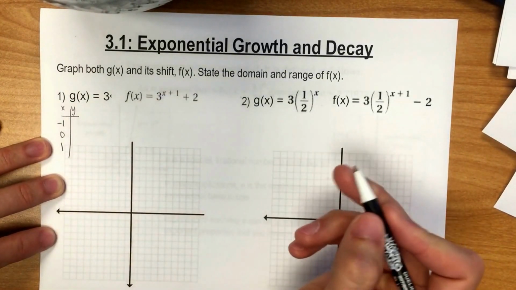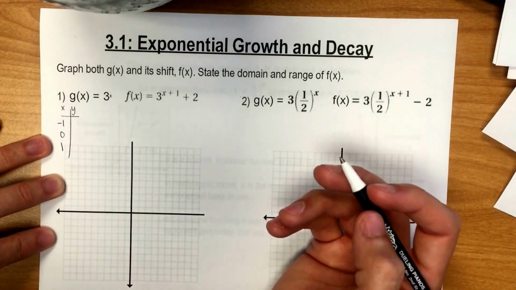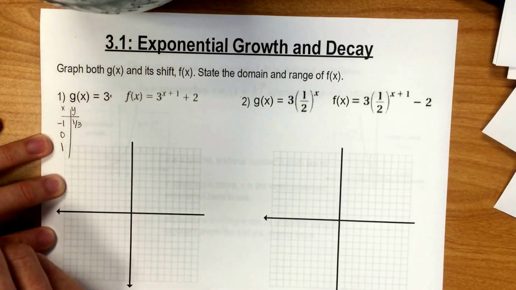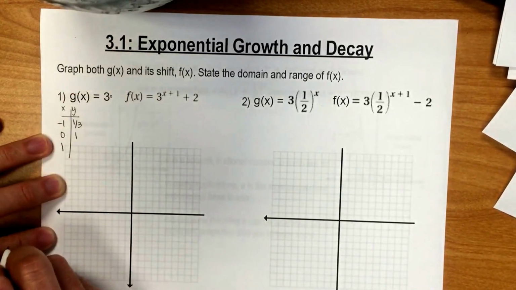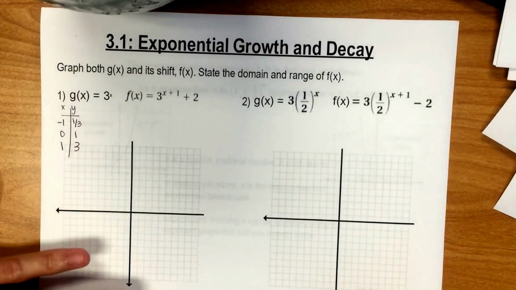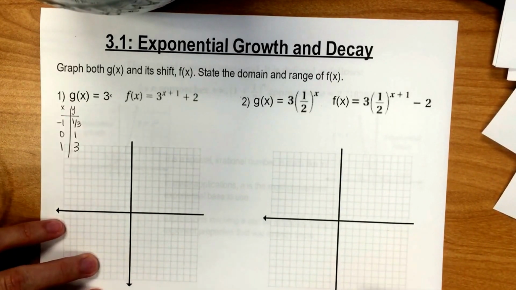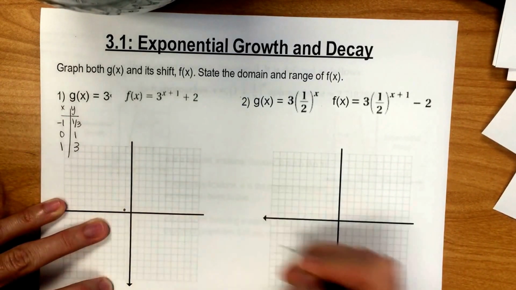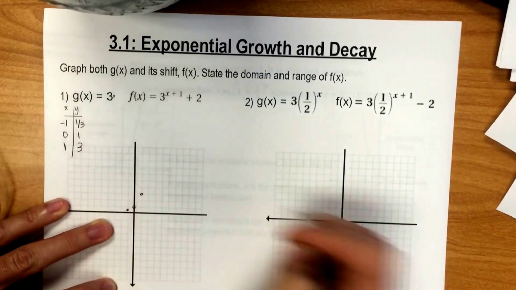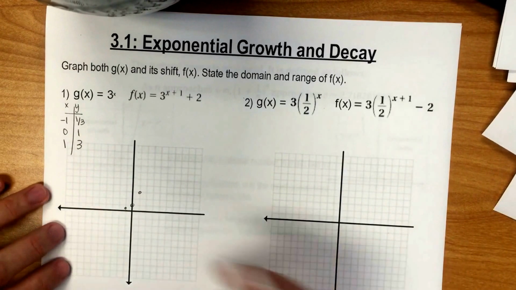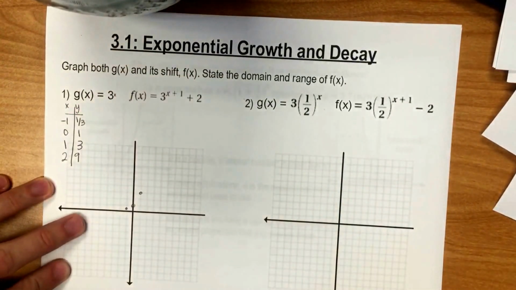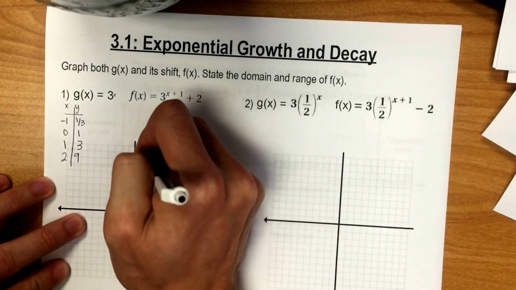If you put -1 in, remember it doesn't make it -3, it makes it 1/3. If I put 0 in, anything to the 0 power is 1. I put 1 in, 3 to the first is 3. So if I graph what this original parent function looked like, I'd be at -1 and 1/3, 0, 1, and then 1, 3. If you wanted to go further and plot another point, you can. If you plot 2, 3 squared gives you 9. So notice that the curve starts to grow very quickly.